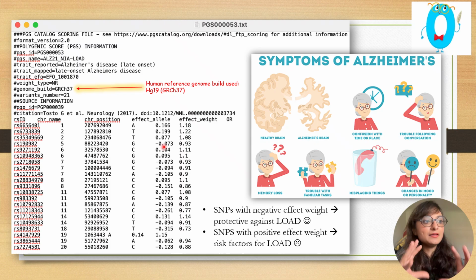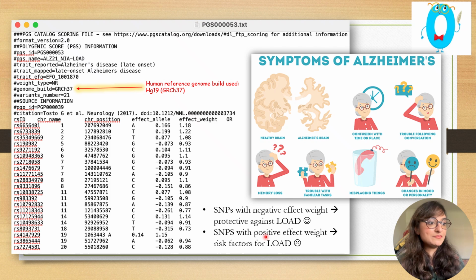Essentially, this polygenic risk score is calculating somebody's genetic risk for late onset Alzheimer's disease. So if a SNP has a negative effect weight, it means that having that SNP will decrease your genetic risk for Alzheimer's disease. That's why it's protective. It's a good SNP to have.